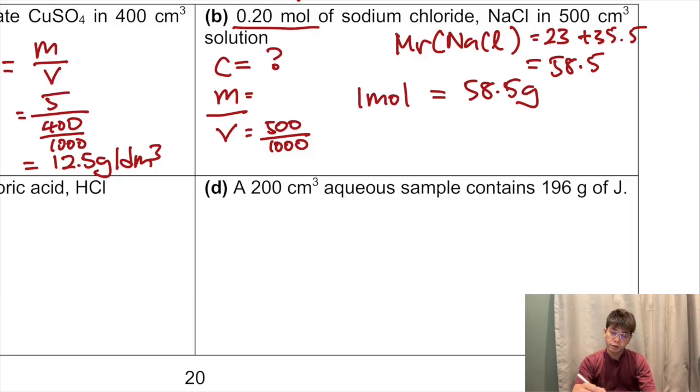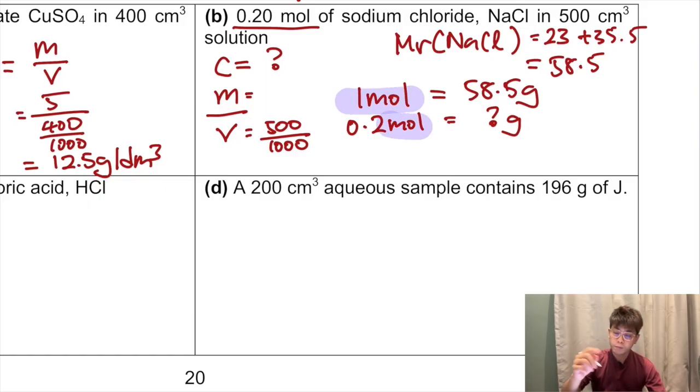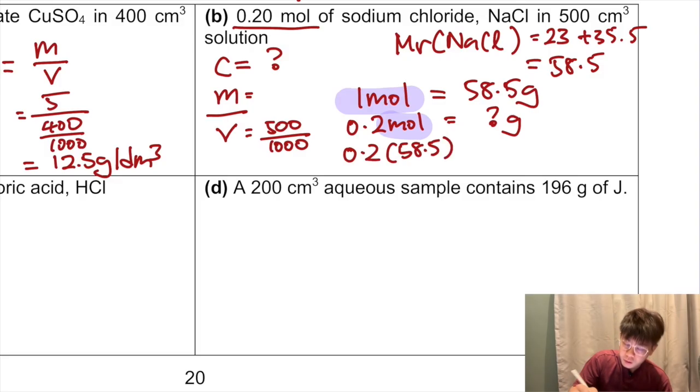Now, I want to find out the mass of 0.2 moles of sodium chloride. I want to know how many grams this is. So what I can do is take the mole and substitute inside here. 1 mole is 58.5 grams, so for 0.2, I substitute the whole mole inside. It's like computing: if mole is 58.5, I substitute the whole mole inside, so 0.2 times 58.5. I take out my calculator.